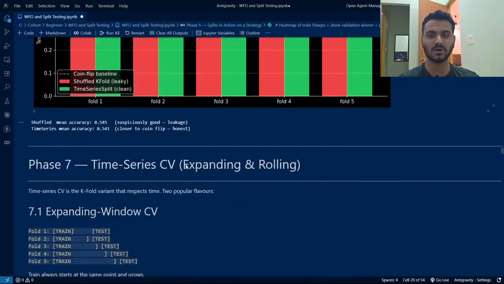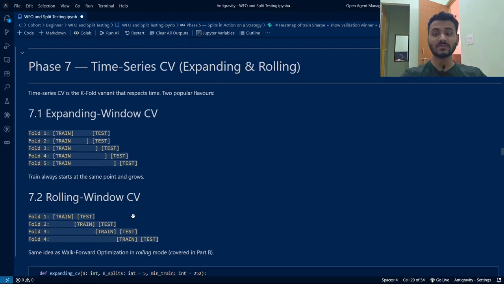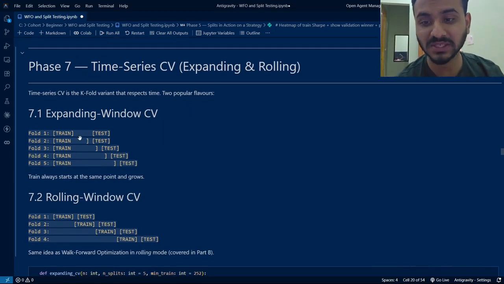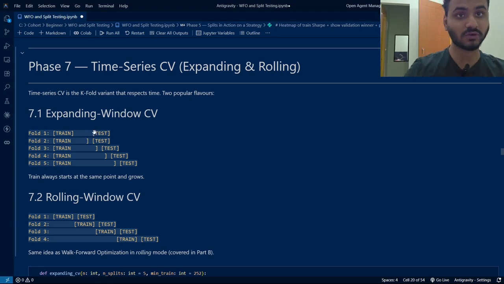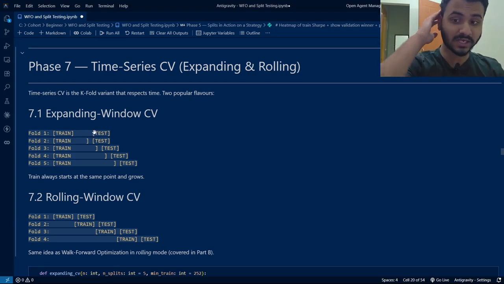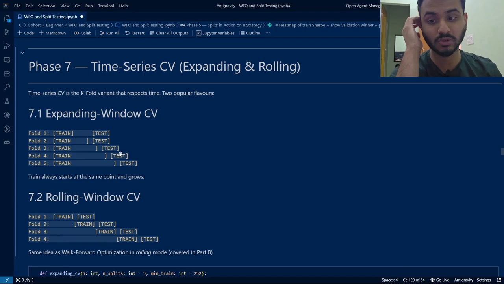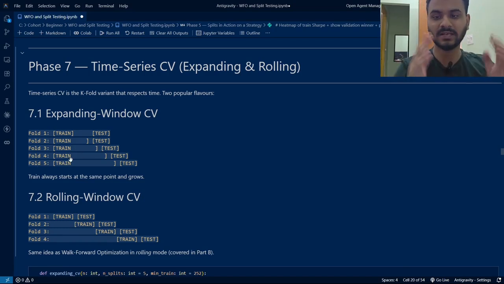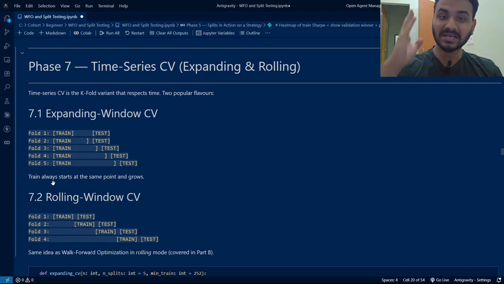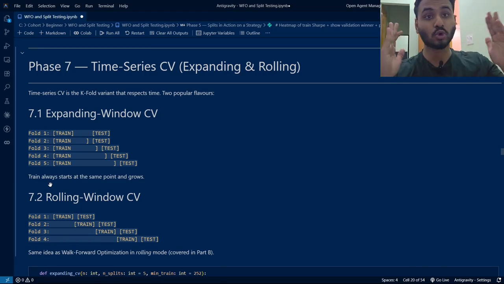Now, let's talk about time series expanding and rolling. What do I mean by an expanding window? As you can see right here, this was a train and this was a test. Then the train expanded till here, and the test was pushed forward. Now, again, in fold 3, the train was pushed more, expanded more, basically, right? Train always starts at the same point but grows as it goes.